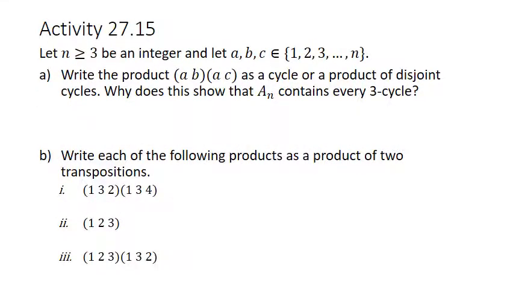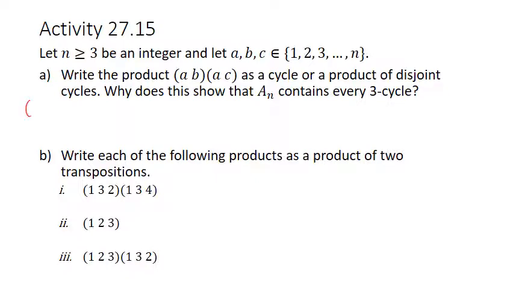Let n greater than or equal to 3 be an integer, and let a, b, and c be elements of the set 1, 2, 3, up through n. So part A: write the product (AB)(AC) as a cycle or as a product of disjoint cycles. And why does this show that A_n contains every 3-cycle? Okay, so this is not too hard, I think.